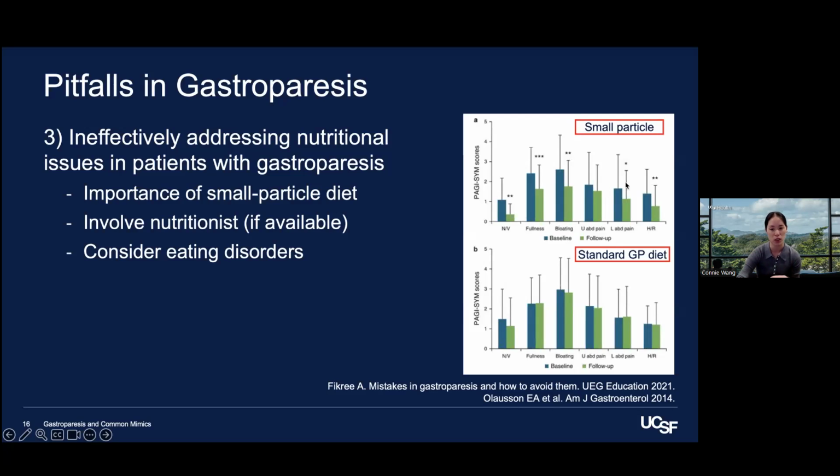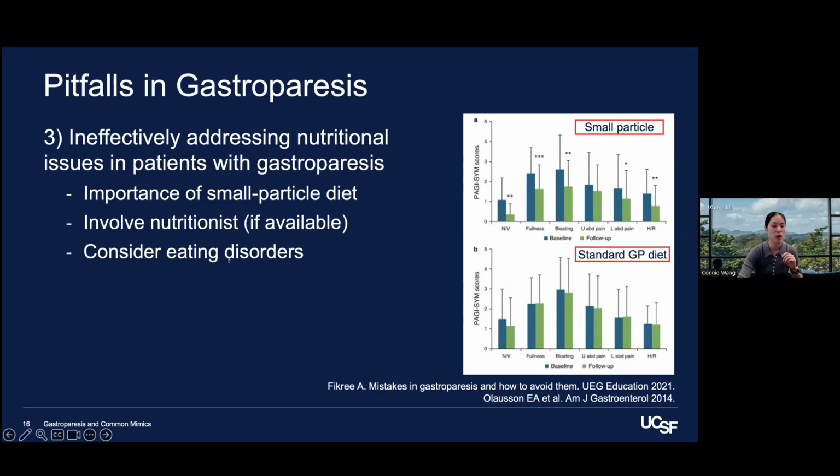In this small RCT, they found that a small particle diet was associated with an improvement in the symptoms of nausea, vomiting, early satiety, postprandial fullness, heartburn, and regurgitation, compared to the standard gastroparesis diet, which didn't show this effect. When available, I always love to involve a nutritionist to help counsel these patients and provide more guidance. Some of these patients can develop a lot of weight loss and malnutrition as a result of their symptoms, and nutritionists can be really helpful to assess for that if it's a concern.